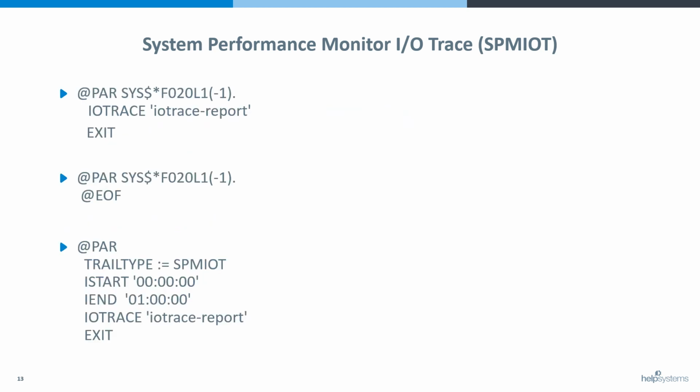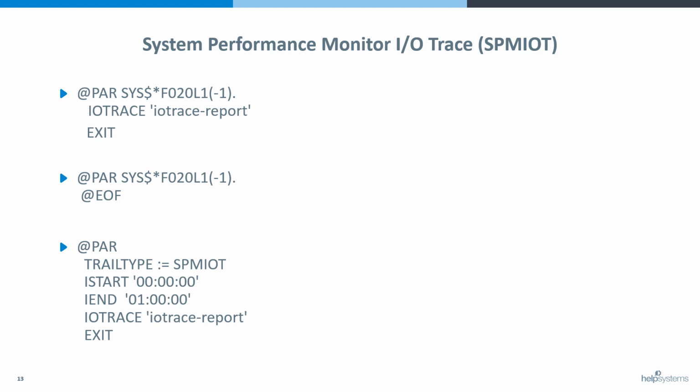There are a couple ways that PAR can process the SPM IoT audit trail file. The first method is to do the same as you have done previously with the IOTrace file. Specify the SPM IoT audit trail file on the PAR processor call line, followed by all of the IOTrace command syntax as shown in the first 2 examples.